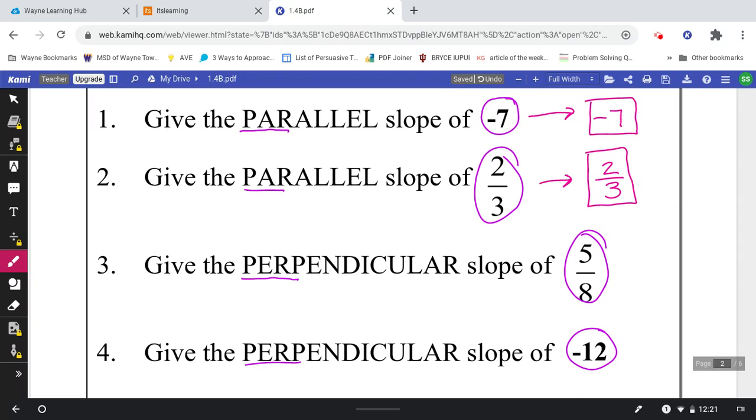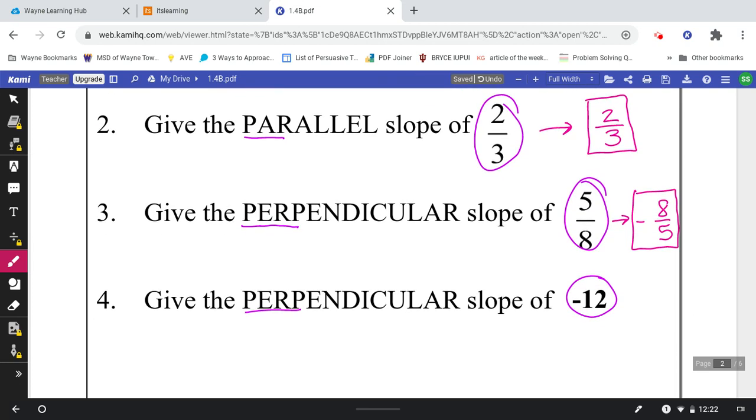For the perpendicular, however, we're going to need to do two things. We're going to need to change the sign from a positive to negative or negative to positive, and we're going to have to flip the fraction. So this 5/8 is going to become -8/5. For the negative 12, we are going to change it to a positive, but I see this and I don't see a fraction. So what I'm going to need to do first is turn this into a fraction over 1, and then I can flip it. Positive 1/12.